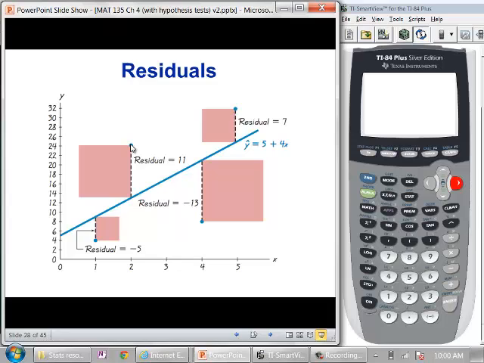For this one, because the point is above the line, our residual is going to be positive. So again, we're taking the y value of this point minus the y value of this point on the line. This one has a negative value because the point is below the line. This one has a positive value because the point is above the line.